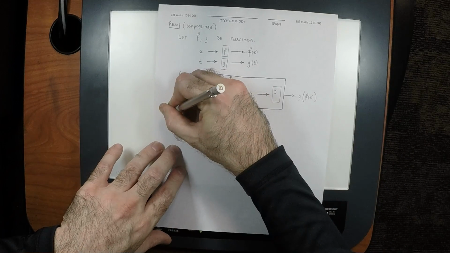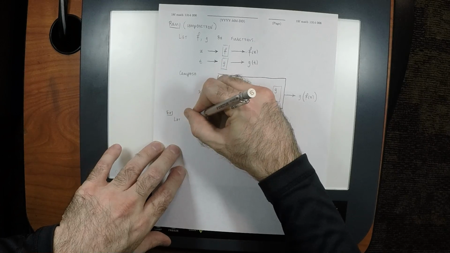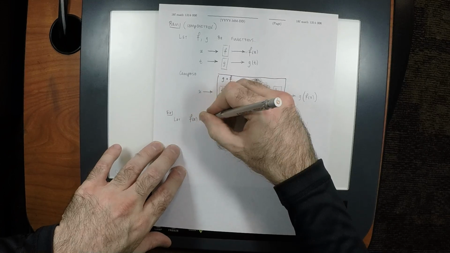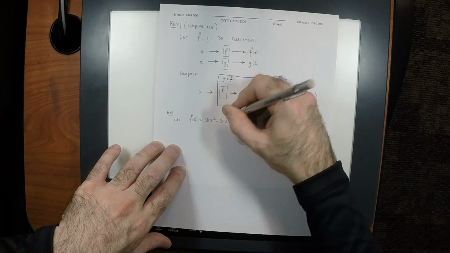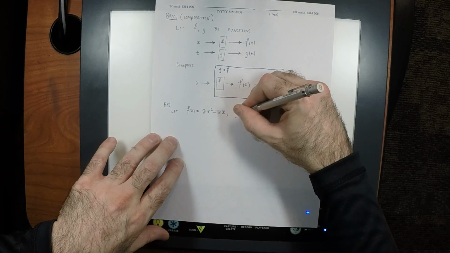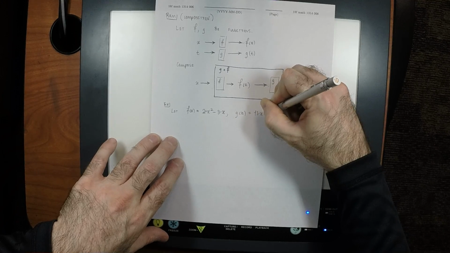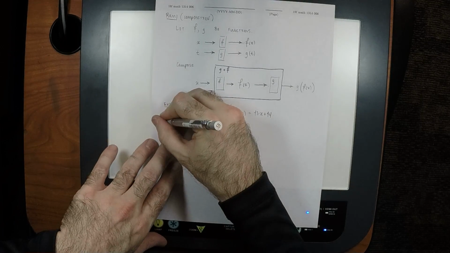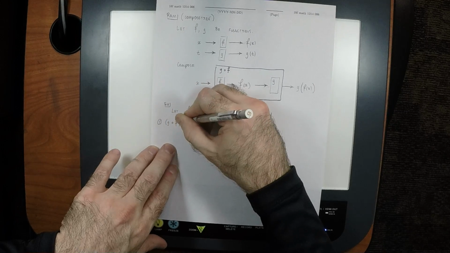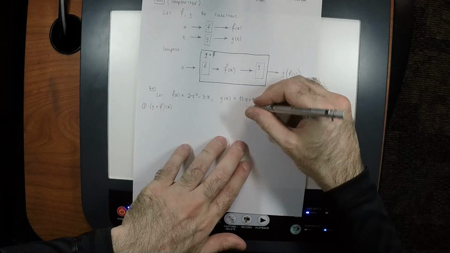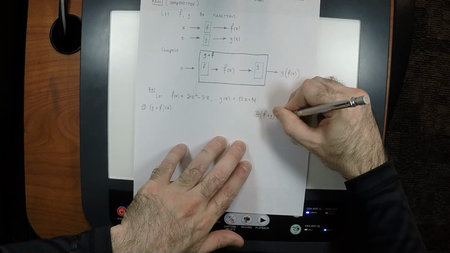So here's an example. Suppose that we say let f of x be 2x squared minus 3x, and let g of x be 13x plus 14. Then, would you please compute g composed with f evaluated at x, and once you've done that, please compute f composed with g evaluated at x.